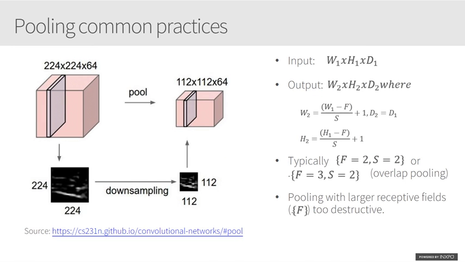So what are your pooling common practices here, okay? Your input is W1 times H1 times D1, your width times height times depth. Your output is W2 times H2 times D2, where basically W2 is (W1 minus the filter size) divided by the stride, plus 1, D2 is the same depth, and H2 is (H1 minus the filter size) divided by the stride, plus 1, okay? But in a nutshell, typically your filter size is equal to 2, and your stride size is equal to 2. Sometimes you can do overlap pooling where your filter size is equal to 3 and your stride size is equal to 2, but pooling with even larger receptive fields, basically a larger F or a larger S for that matter, is too destructive. What that means is that you lose too much information too quickly as you're processing that data. So that's why typically you're going to stick with F equals 2 and S equals 2 when you're working with your pooling, okay?